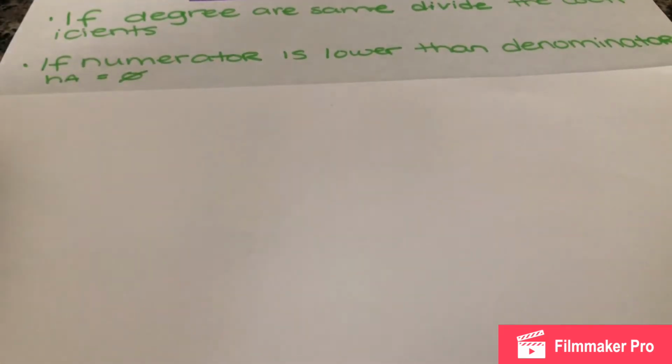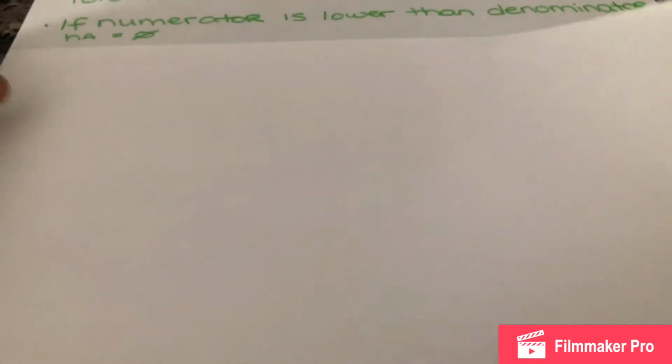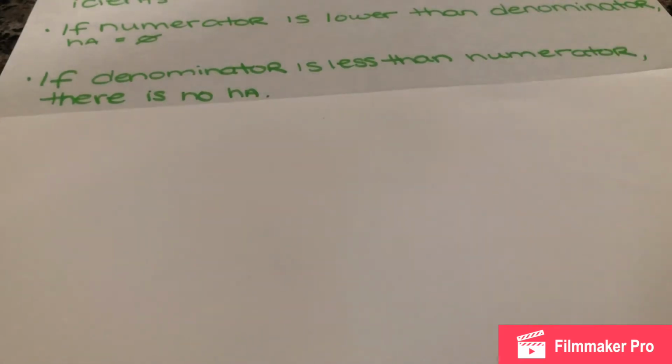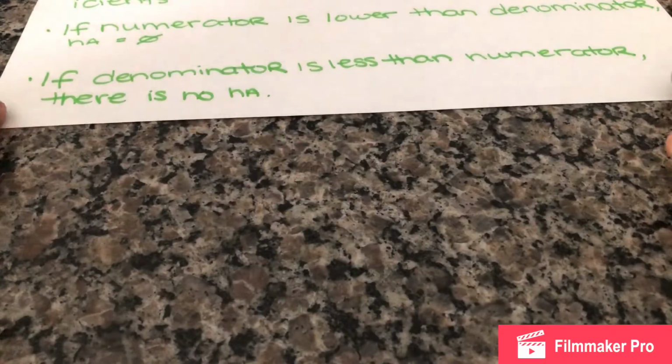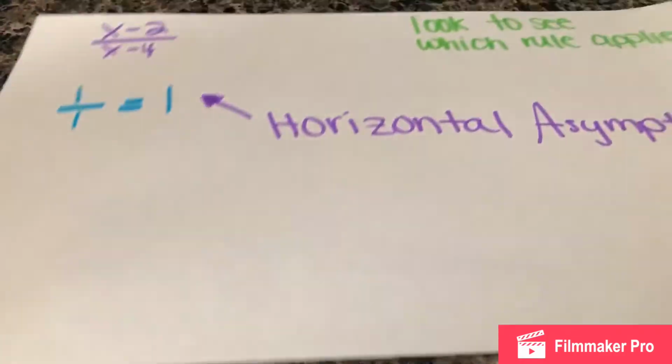The second one is, if the numerator is lower than the denominator, the horizontal asymptote will be equal to 0. And lastly, if the denominator is less than the numerator, then there is no horizontal asymptote. So now that we've reviewed the rules, now let's see which one applies.